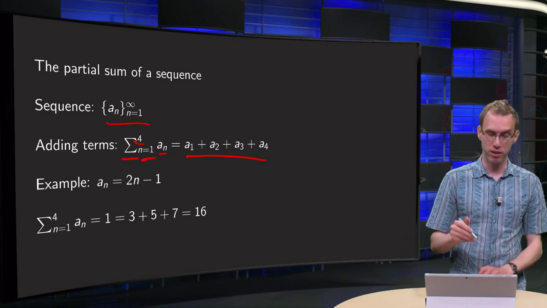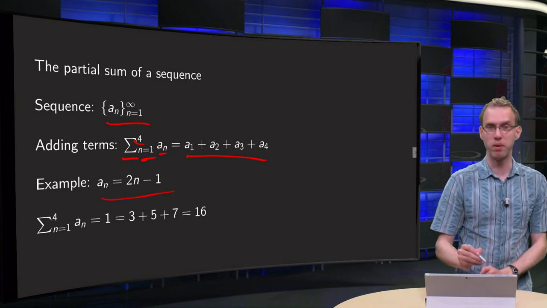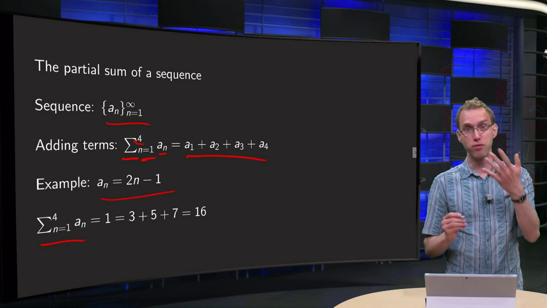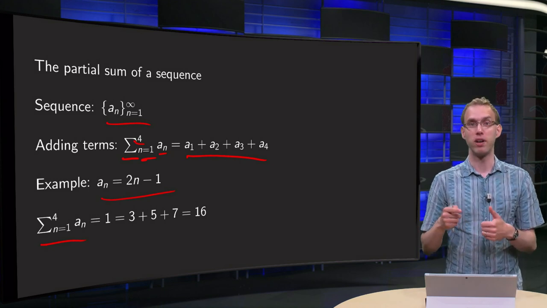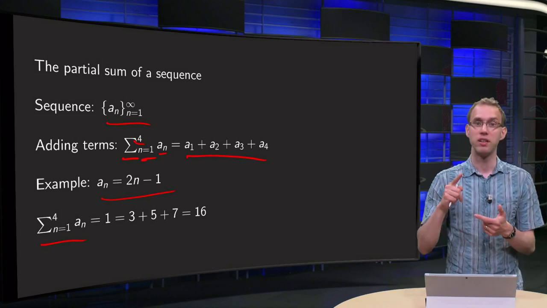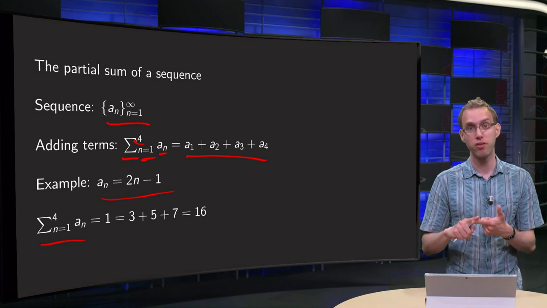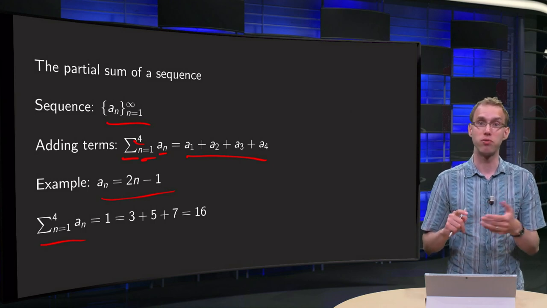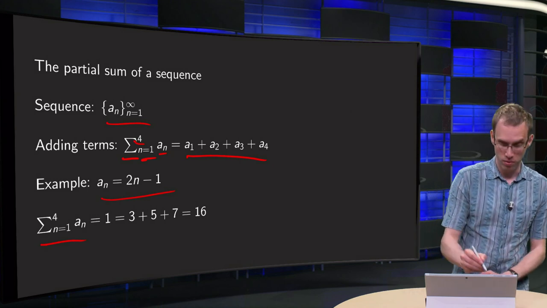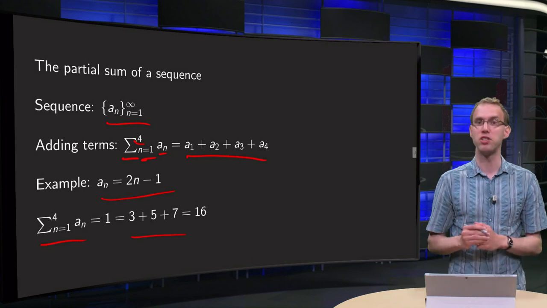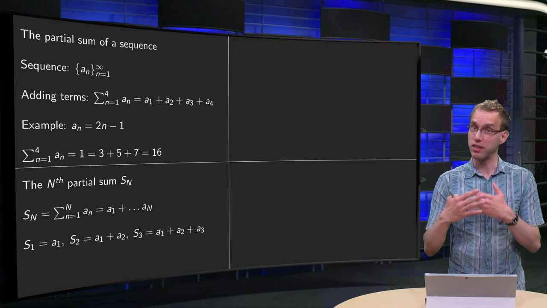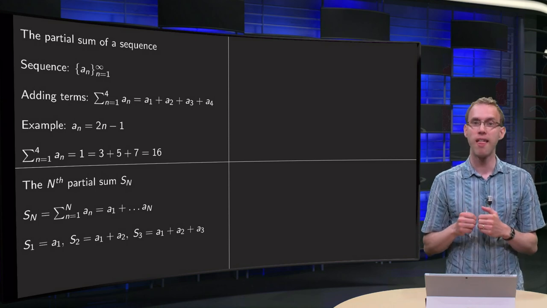So, for example, if we have an equals 2n minus 1 and we want to add the sum from n equals 1 to 4 of an, first we plug in n equals 1, we get 1. Then n equals 2, and we get 3. We plug in n equals 3, we get 2 times 3 minus 1 equals 5. And n equals 4, we get 2 times 4 minus 1 equals 7. So we have to add 1 plus 3 plus 5 plus 7 equals 16. So we added the first four odd numbers.